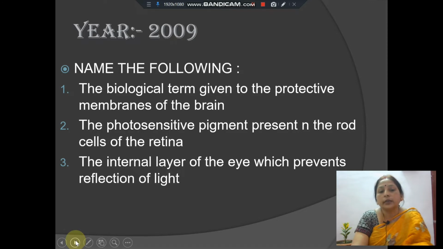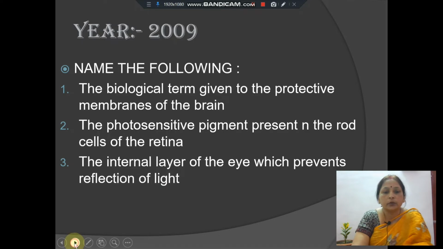The second question is the photosensitive pigment present in the rod cells of the retina, and the photosensitive pigment is rhodopsin, also known as visual purple. The third question is the internal layer of the eye which prevents reflection of light. The internal layer which prevents reflection of light is the choroidal layer.